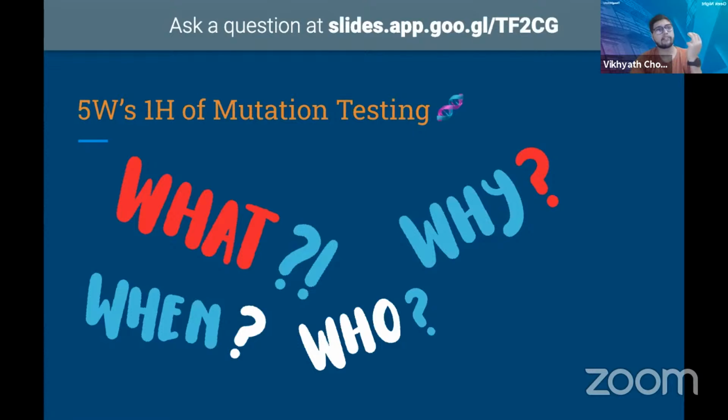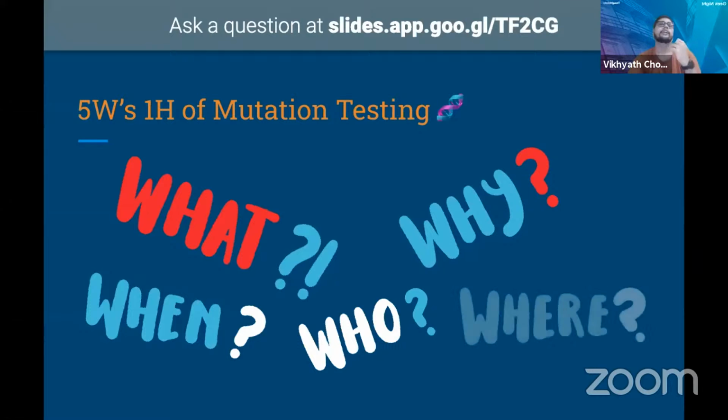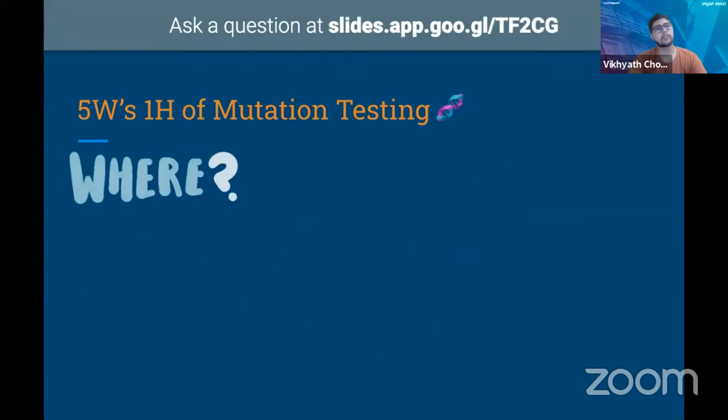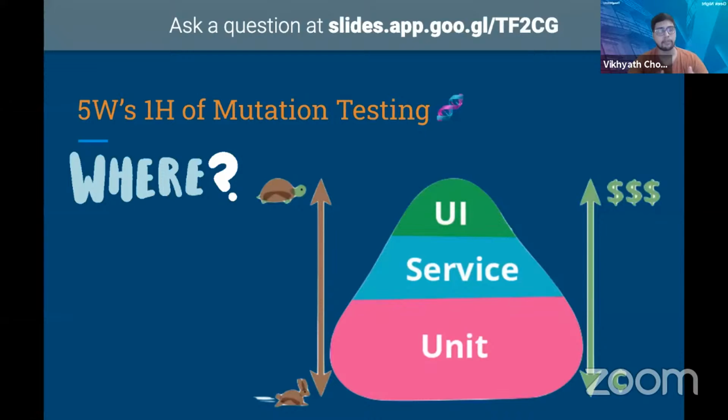So we have spoken about what, why, when, who, and the last W is where, right? Let's go back to the test pyramid, which we looked at a few slides before. We have the unit level, service level, and the UI level, right? Where does the mutation test play in? A mutation test will be on top of unit tests and below the service level tests. It is not a total layer in itself. It's a very thin layer which just sits on top of the unit tests. All right.